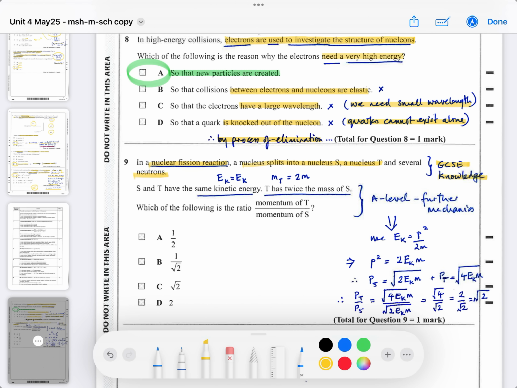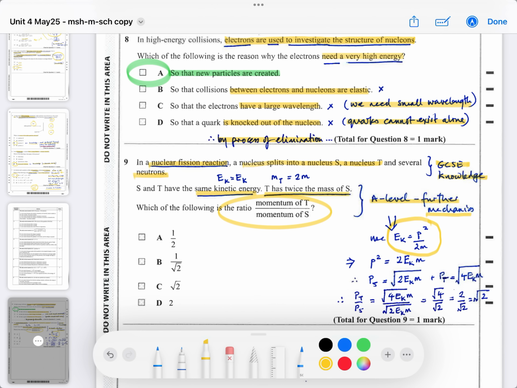S and T have the same kinetic energy, they say, but the nucleus T has twice the mass of nucleus S, and they want you to work out the ratio of the momentum of T to the momentum of S. That's what they want you to use your A-level further mechanics knowledge for. You should always try to use this equation. It's a shortcut. Instead of kinetic energy equals half mv squared, they're linking kinetic energy to momentum squared. Okay? And you should be able to work out where that comes from.